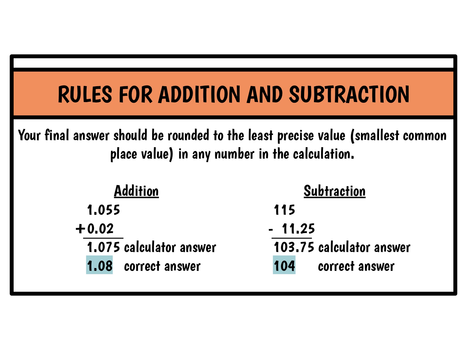The idea here is that whether you're doing addition or subtraction, your final answer should be rounded to the least precise value, or I'll sometimes say the smallest common place value in any number in the calculation. I know this one says addition, but do you see how this goes out to the thousands place, but this only goes out to the hundreds place? The least precise value here is going to be the thousands and the hundreds, but what's the one they both have in common? They have the hundreds place in common.